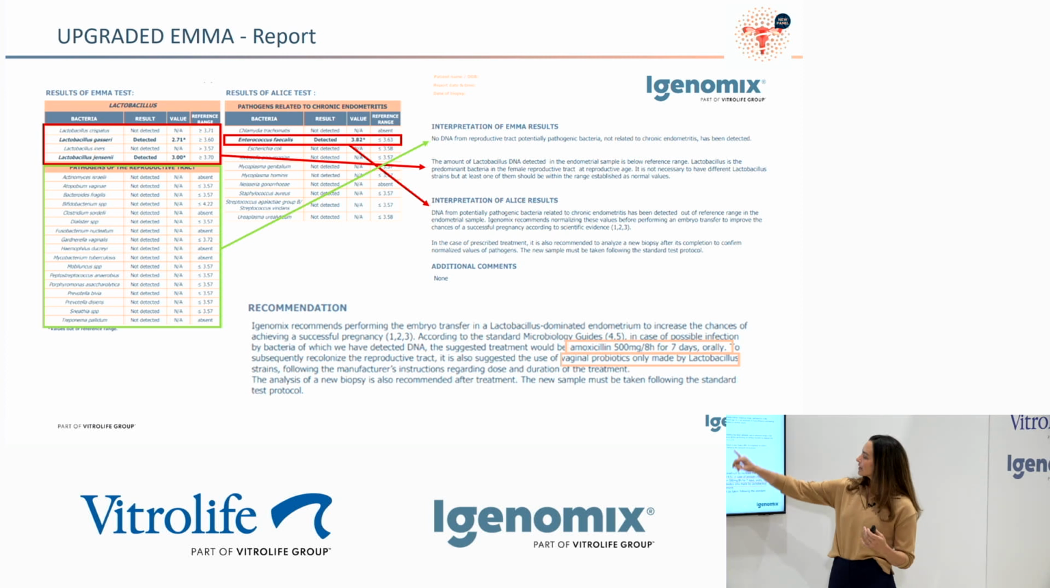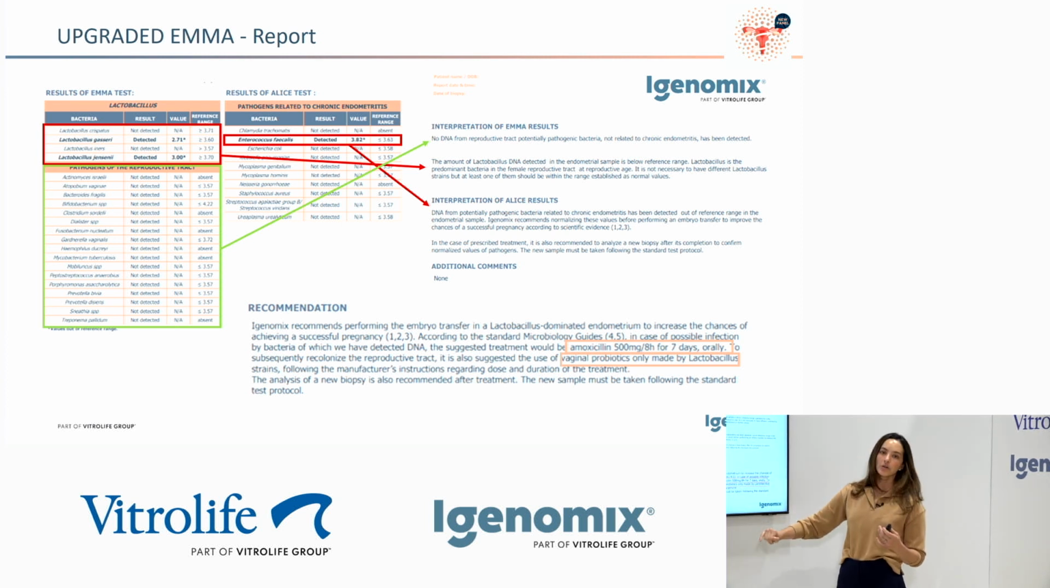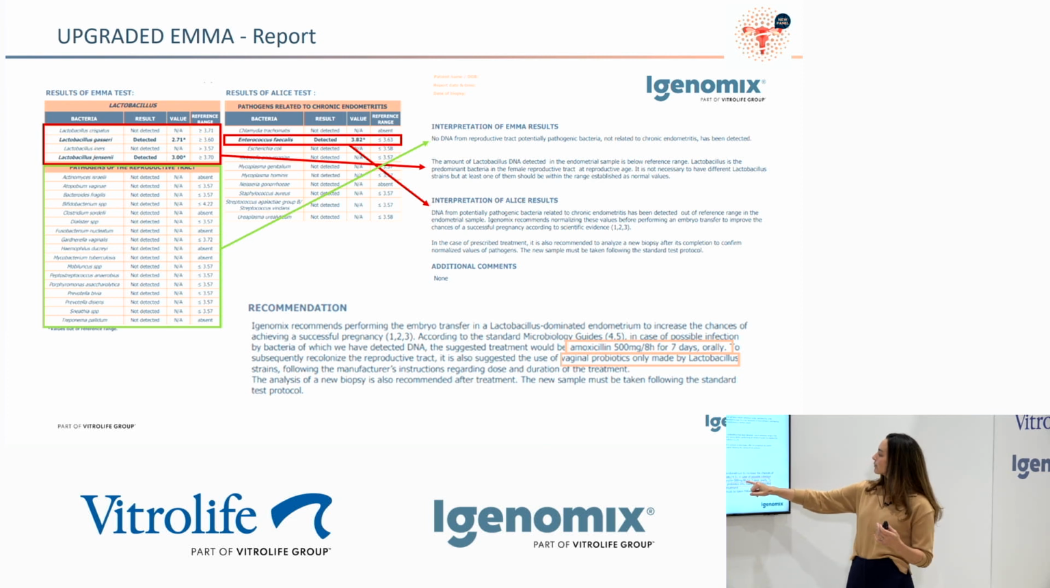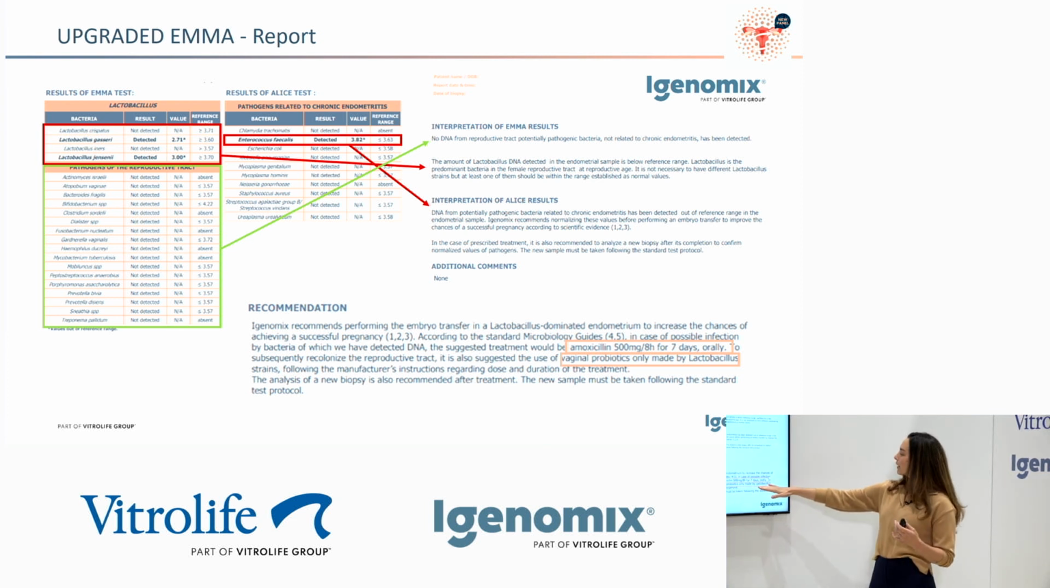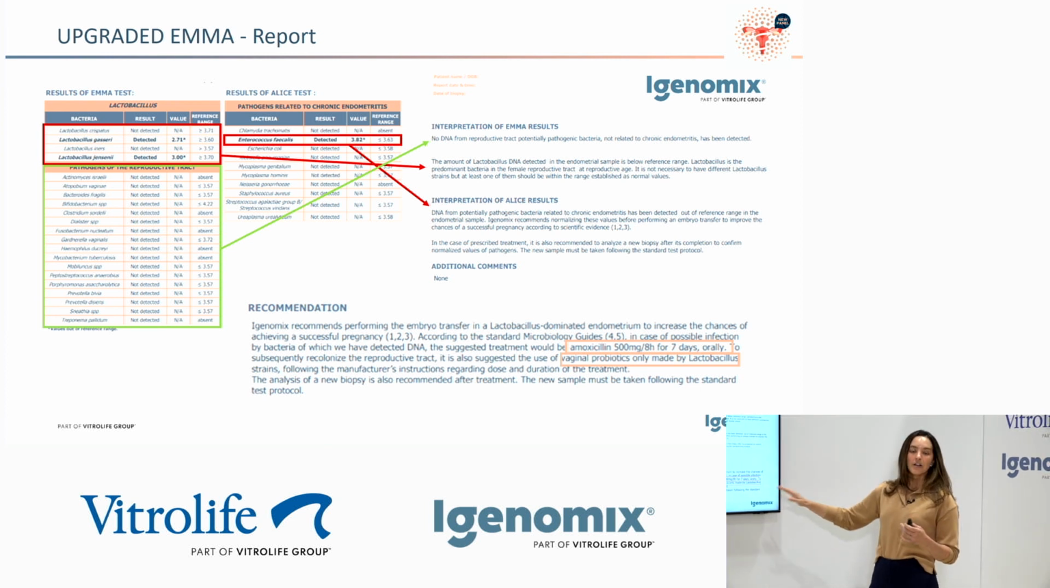So for example, in this case, based upon the patient's bacterial profile, the recommendation would be amoxicillin, 500 milligrams every 8 hours for 7 days orally, followed by vaginal probiotics made of lactobacillus. So we're taking some of the guesswork out of this and giving a more targeted and personalized approach.